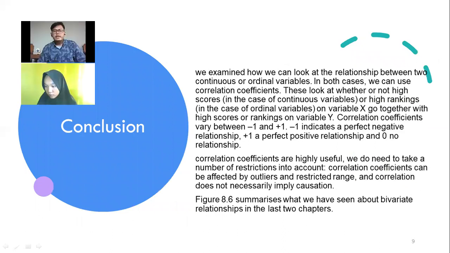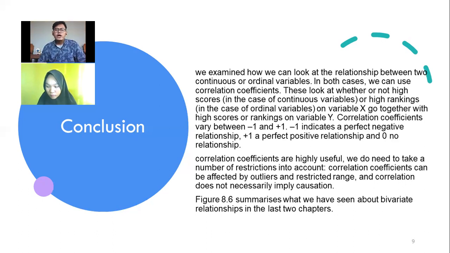Okay, next is the conclusion. We examine how we can look at the correlation between two continuous or ordinal variables. In both cases, we can use a correlation coefficient that looks at whether or not high scores, in the case of continuous variables, or high rankings, in the case of ordinal variables, on variable x go together with high scores or rankings on variable y.